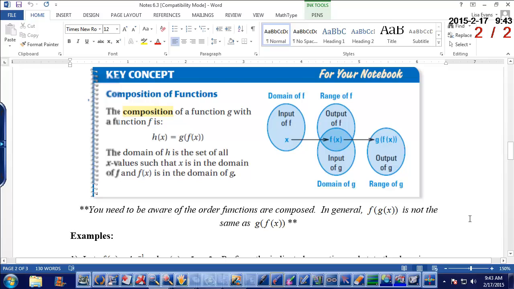Okay, now we're going to talk about composition functions. The composition of a function g with a function f is h of x, where h of x is g of f of x. The domain of h is a set of all x values such that x is in the domain of f and f of x is in the domain of g. So basically what we're going to be looking at when we do domain is we're going to be looking at our inside function and we're going to be looking at our end result.